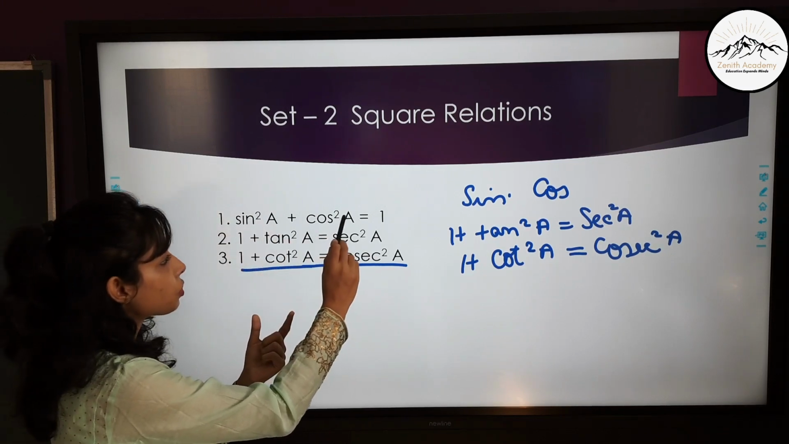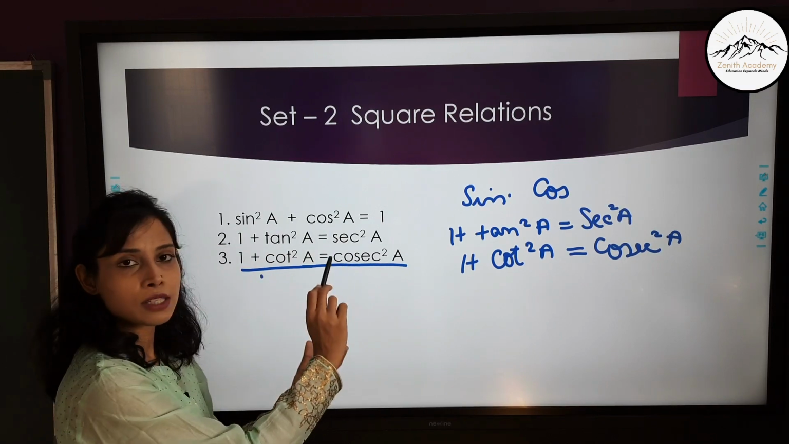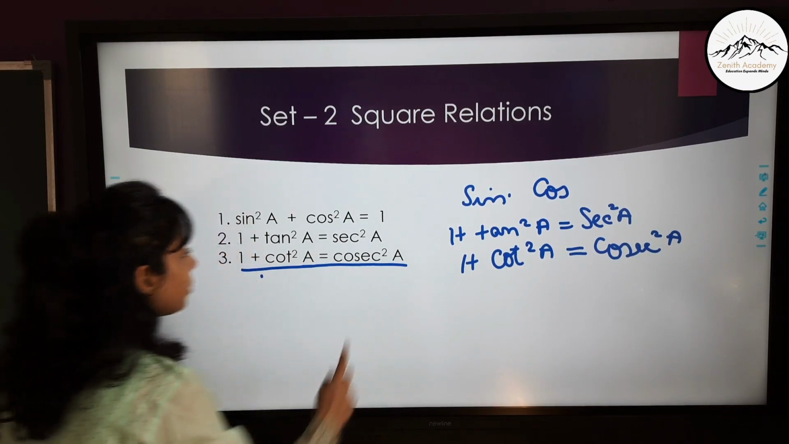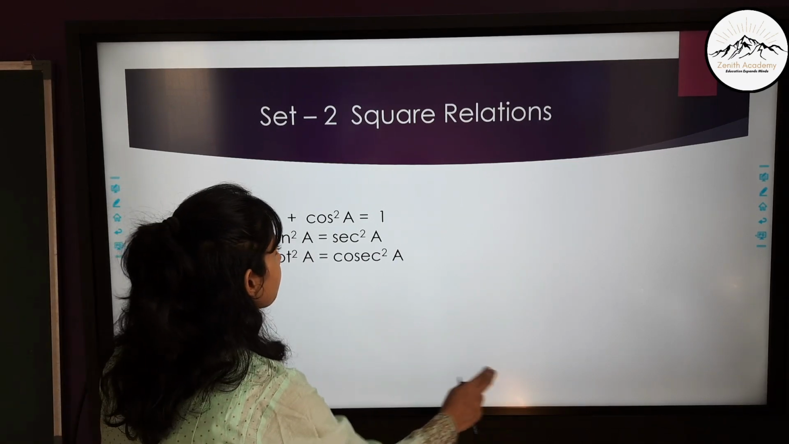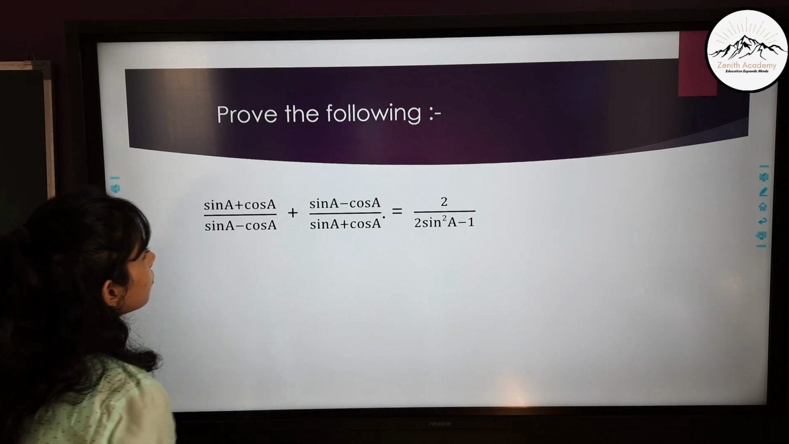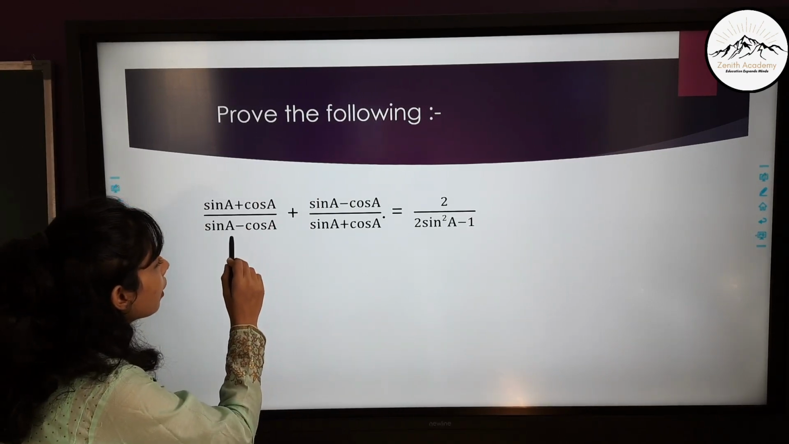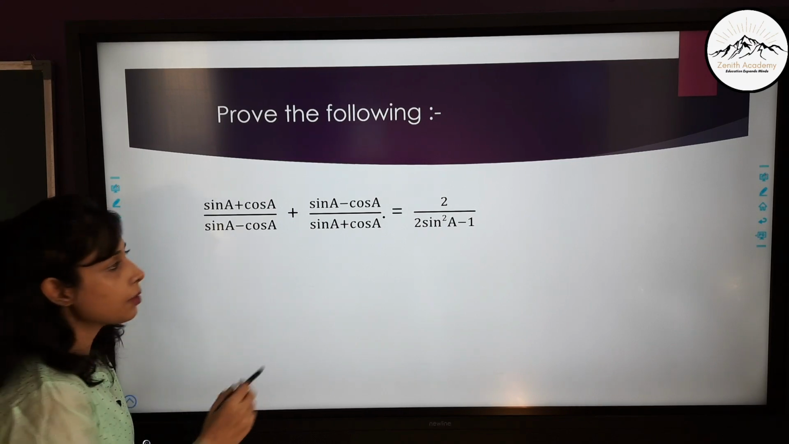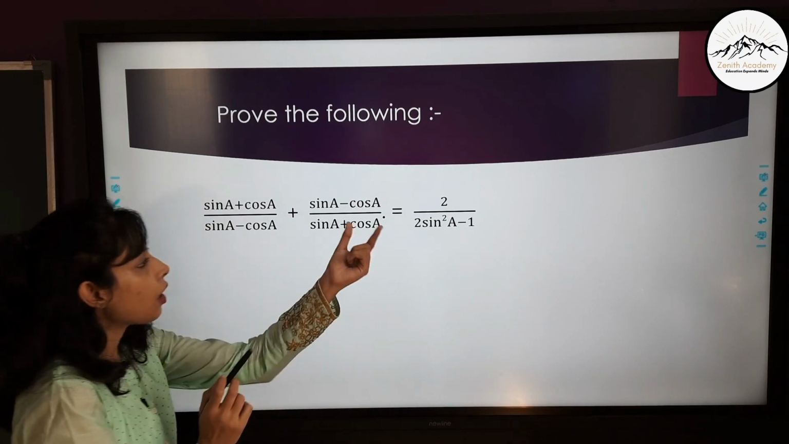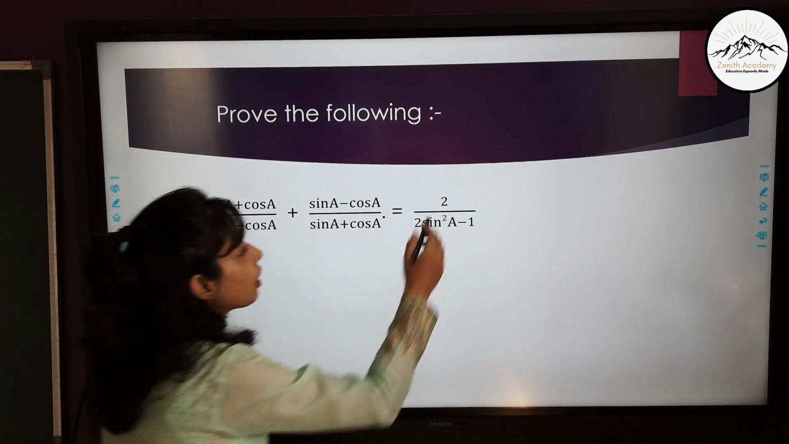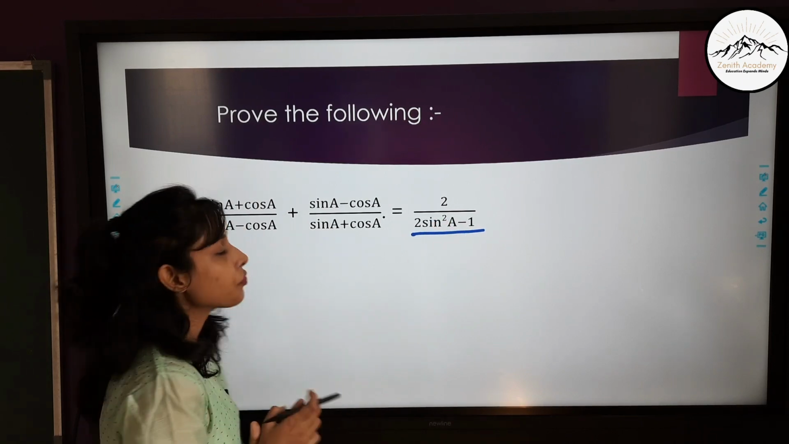Sine square A plus cos square A is equal to 1, 1 plus tan square A is equal to sec square A, and 1 plus cot square A is equal to cosec square A. This we need to remember. Let's solve some questions so that we can memorize these identities. Now, first question: sine A plus cos A upon sine A minus cos A plus the reverse, sine A minus cos A upon sine A plus cos A, should be equal to 2 upon 2 sine square A minus 1.